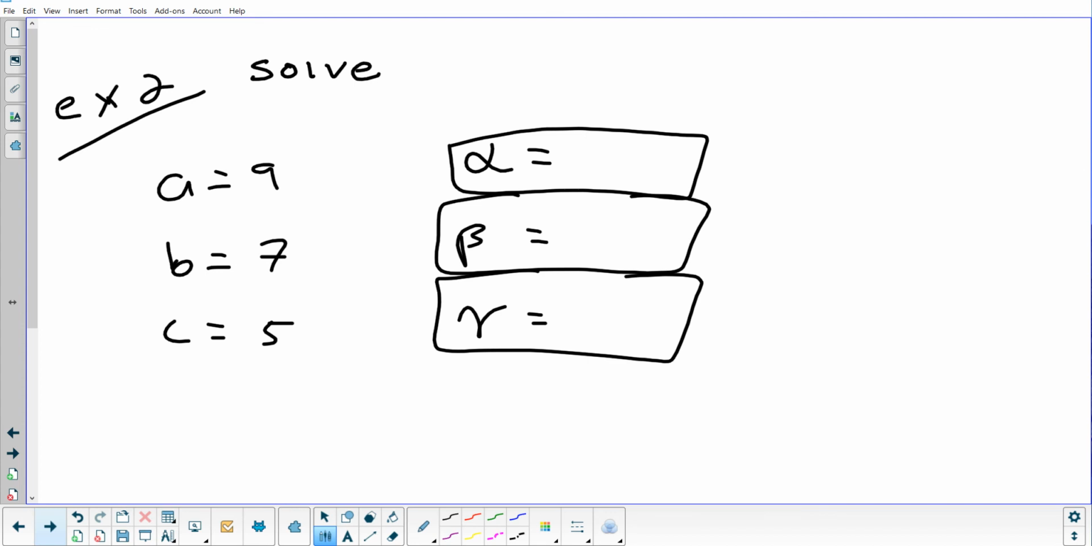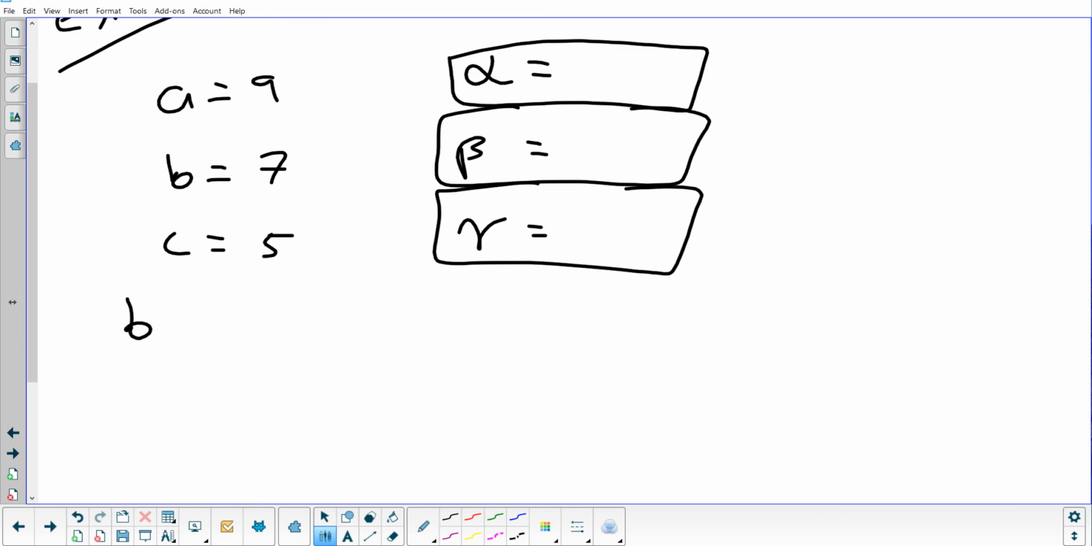Now, you know A, you know B, and you know C. You know all the sides. You can do anything you want with law of cosines. Can't use law of sines. But law of cosines, you can find anything you want. We did alpha in the last one, so let's pick a different one. You guys want to try to get beta or gamma? Beta. So let's write our formula.